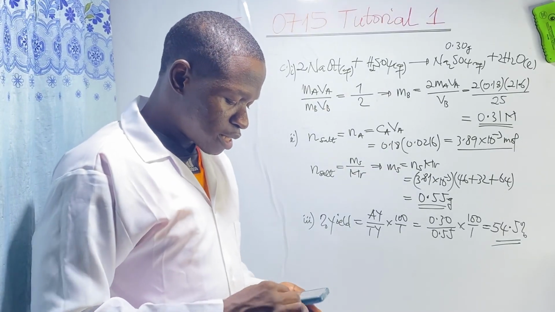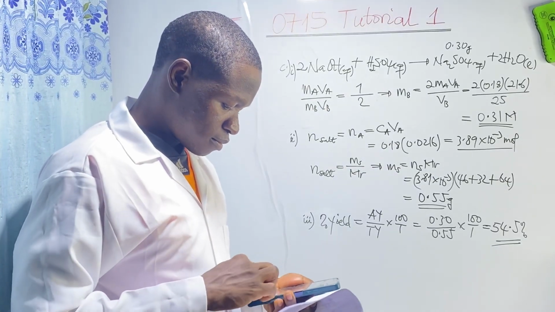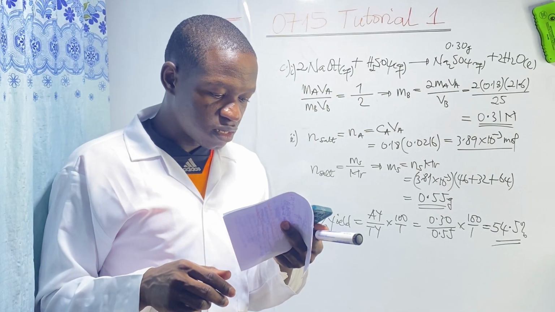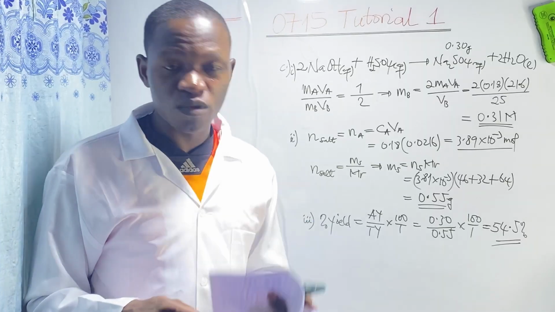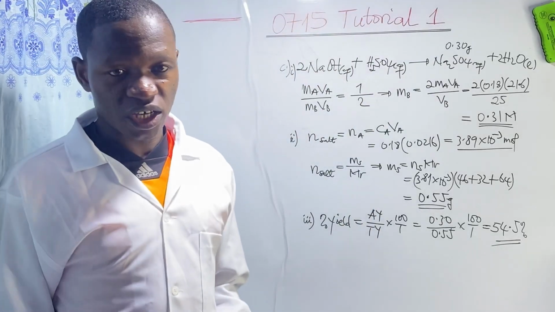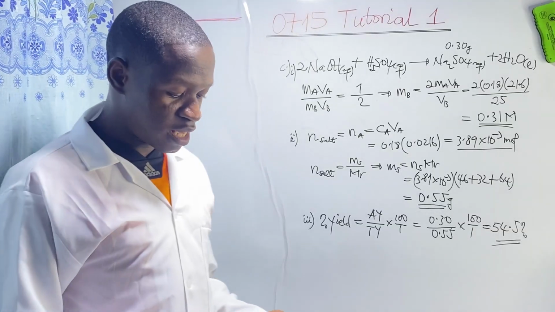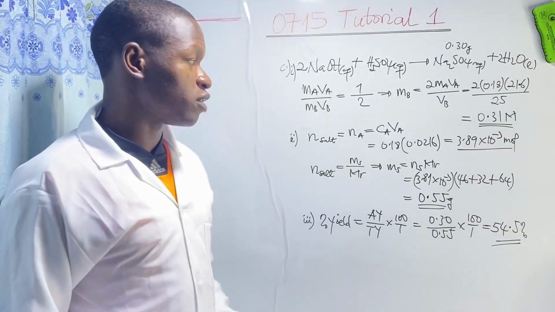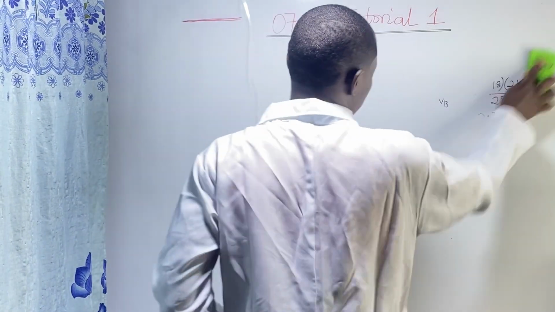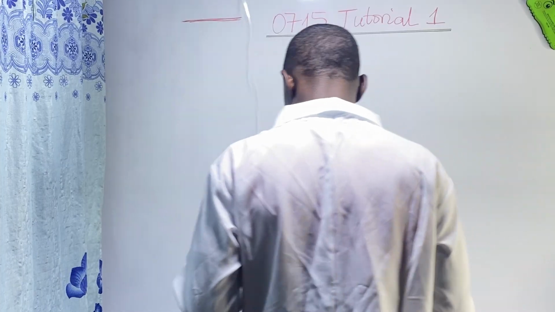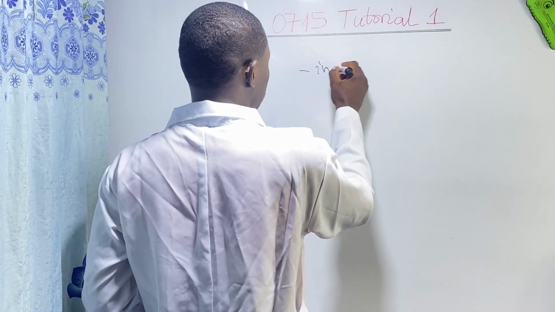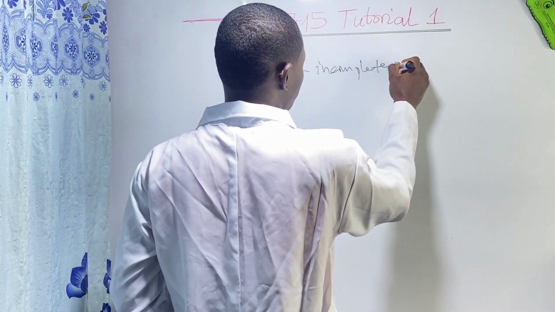The next question says: give one reason why the percentage yield for most reactions is never equal to 100%. So there are many reasons for that, right? Reasons for low percentage yield. The first reason is incomplete reaction.